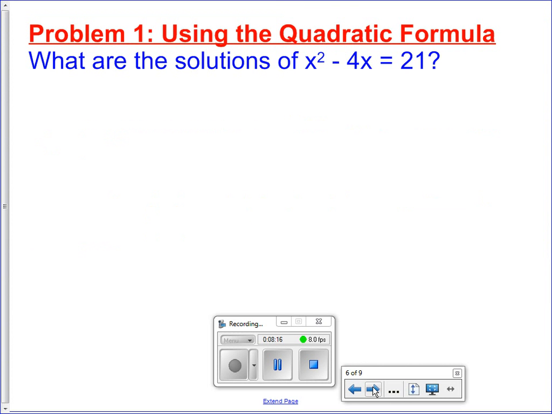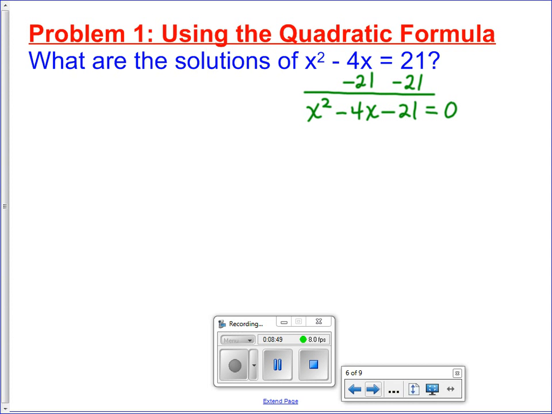All right, so problem 1, using the quadratic formula. What are the solutions of x squared minus 4x equals 21? Well, the first thing that we have to do before we can apply the formula is to make this equal to 0. So I'm going to subtract 21 from both sides. That will give me x squared minus 4x minus 21 is equal to 0.